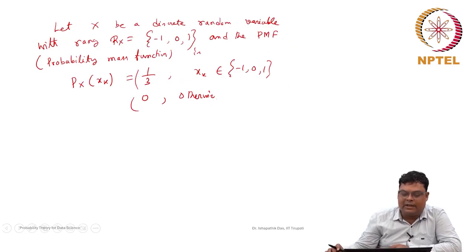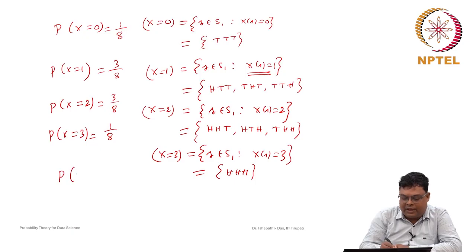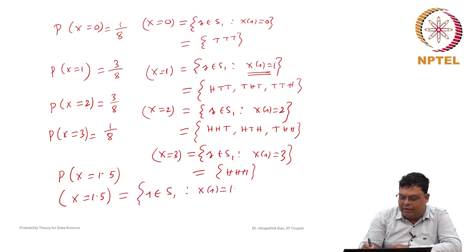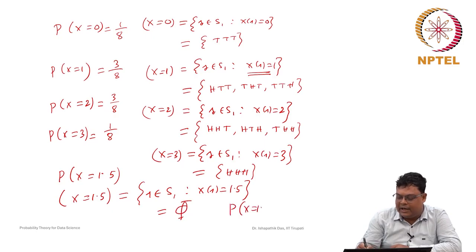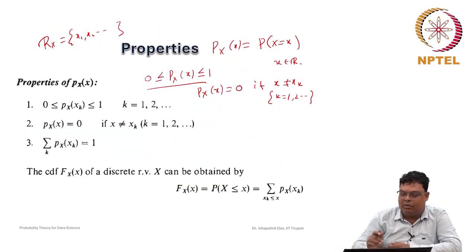If x does not belong to any of these x 1, x 2, x 3, then the probability is 0. Suppose in tossing a coin 3 times, you have seen that x takes the values 0, 1, 2 and 3, and you have found those probabilities. If you consider x equal to any other value, say x equal to 1.5, then what will be the probability? Is there any s such that x of s is equal to 1.5? None, because x only takes the integers 0, 1, 2, 3, the number of heads, so it cannot be equal to 1.5 for any of the points. So, it is a null set. That is why the probability of x equal to 1.5 will be the probability of the null set, which is equal to 0. So, for any x which is not equal to any of the x k, the probability will be equal to 0. This is one property we need to know.